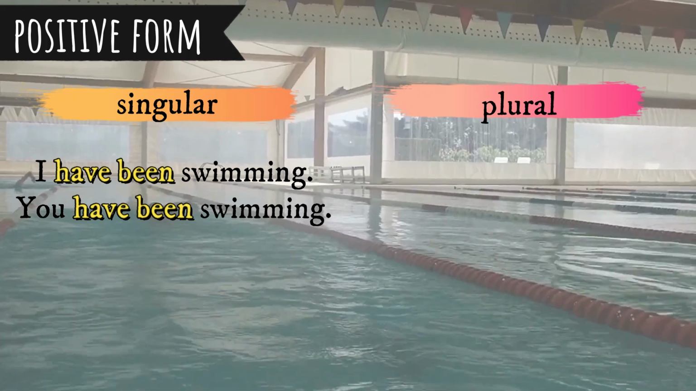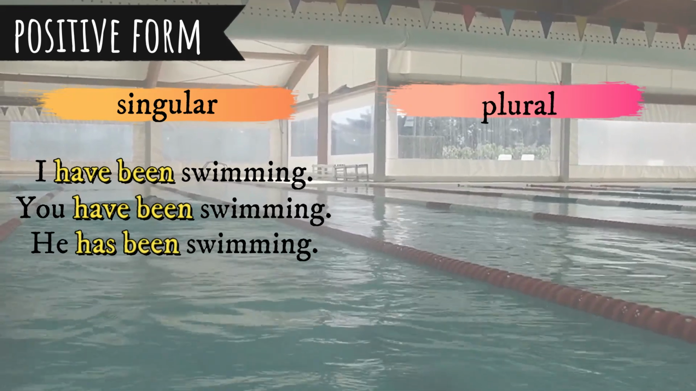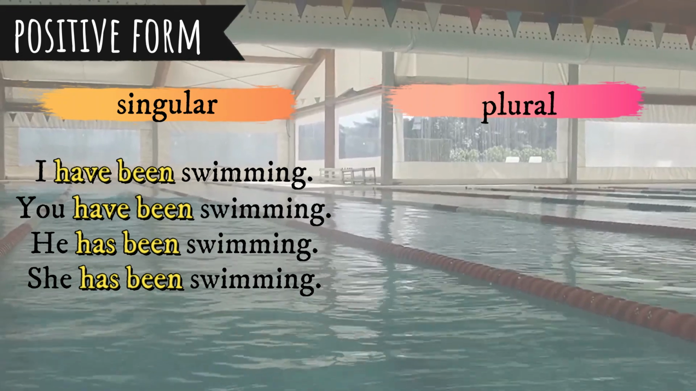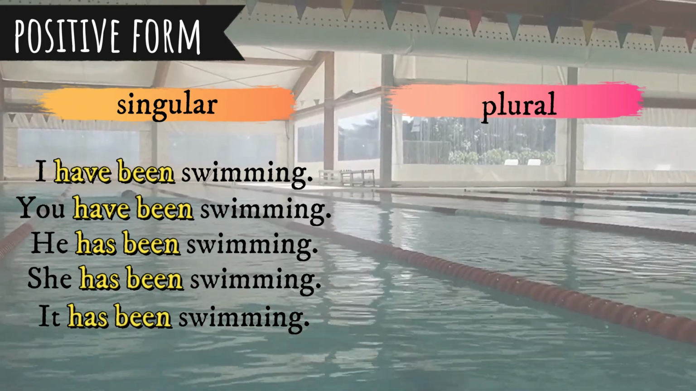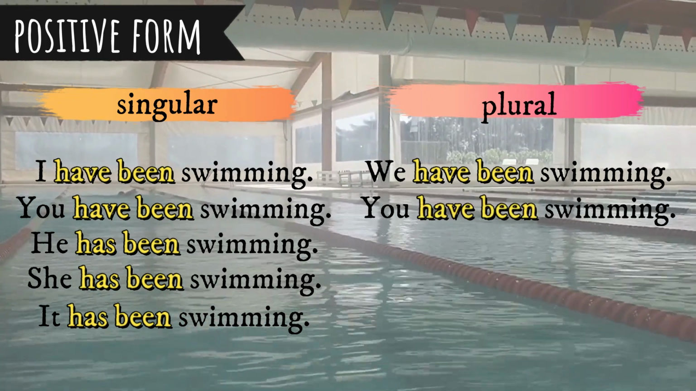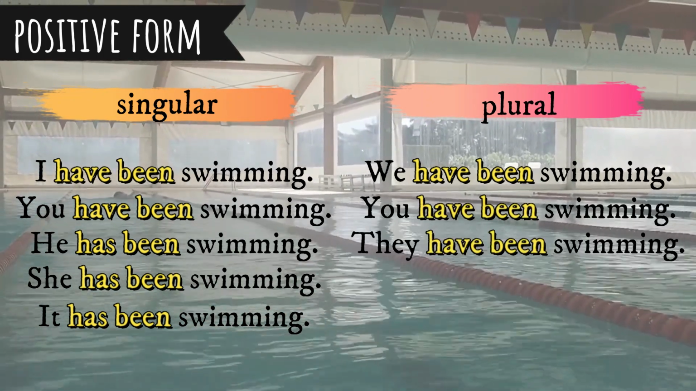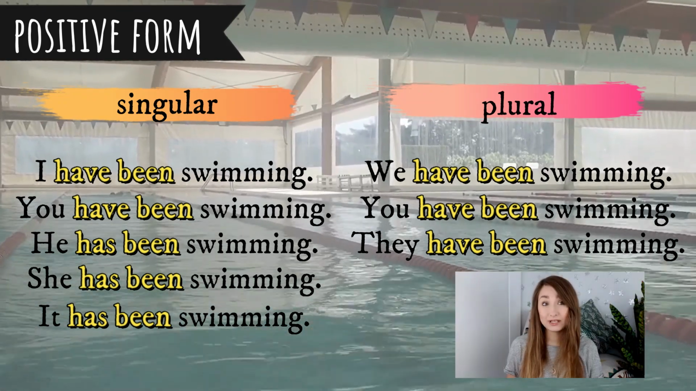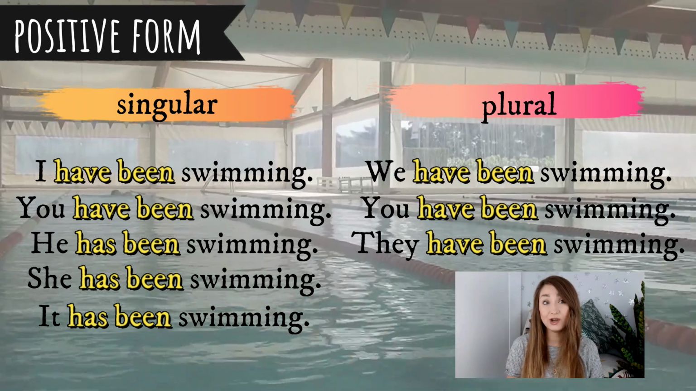You have been swimming. He has been swimming. She has been swimming. It has been swimming. We have been swimming. You have been swimming. They have been swimming. Notice that we use has been with he, she, or it.